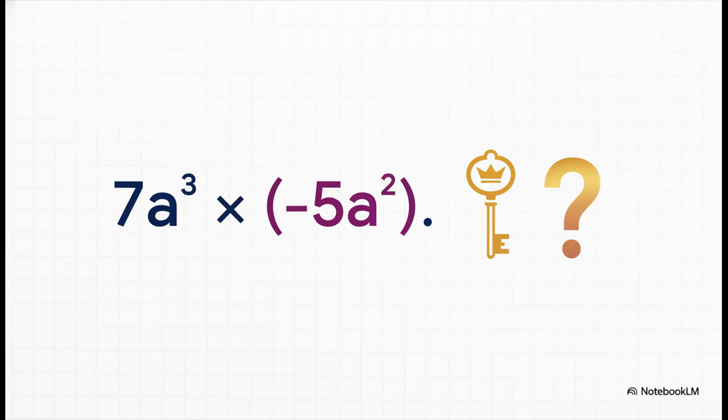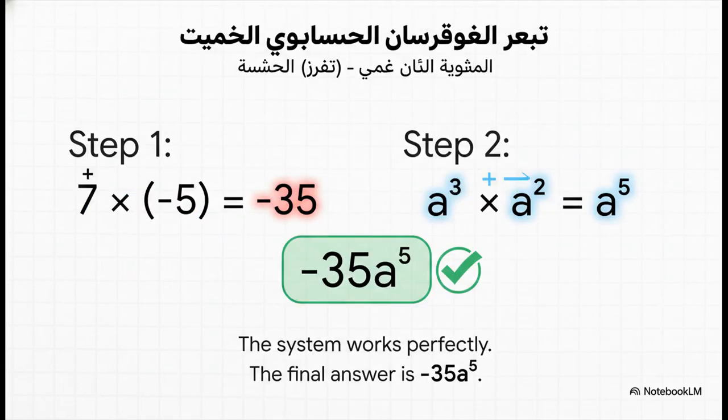It looks a little different with that minus sign, but guess what? Our two-step rule doesn't care. It works exactly the same way. Let's do it. Step 1, coefficients. We have a positive 7 times a negative 5. The signs are different, so our answer is negative. 7 times 5 is 35, so we get negative 35.